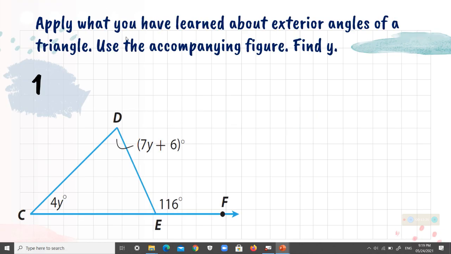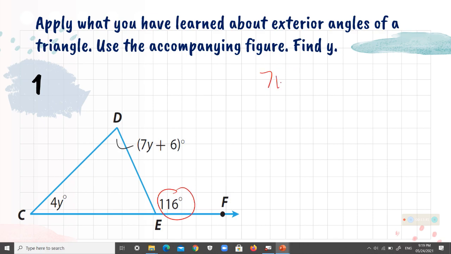So let's apply what you have learned about exterior angles of a triangle. Use the accompanying figure. Find y. Okay? So we have here the figure. So you are going to solve. So here is our exterior angle. So what are you going to do?